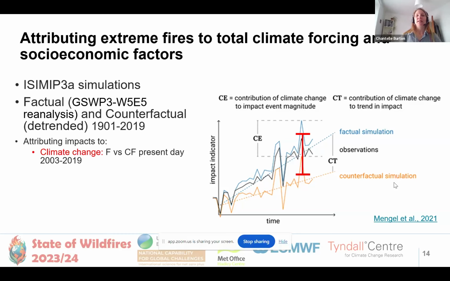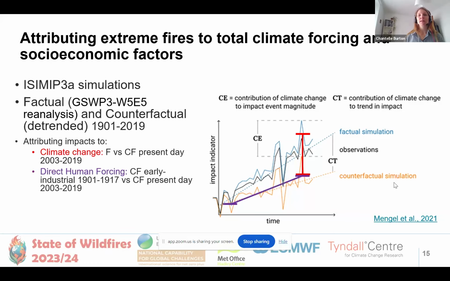So the questions that we can answer with this approach are, can we attribute changes and impacts to climate change by looking at the present day factual versus counterfactual? Can we attribute changes to direct human forcing? So in this case, we've only got changes in land use and population density across the counterfactual simulation because we've detrended it, so we don't have that climate signal in there.